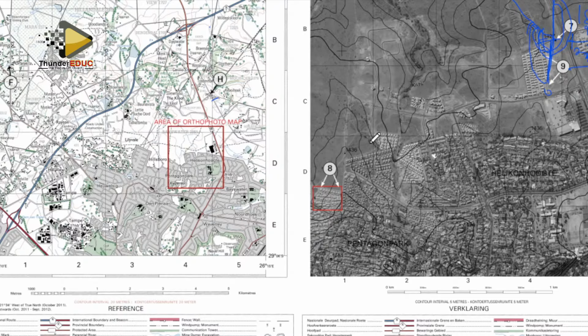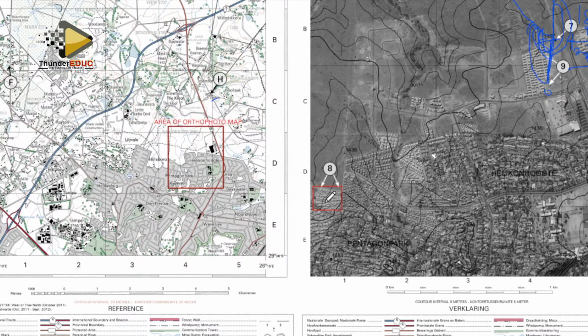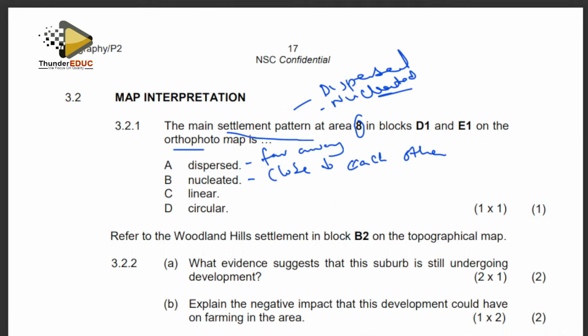Are they close to each other or are they far away from each other? You remember nucleated, we said, is close to each other. This one means settlements are close to each other, whereas dispersed settlements are far away from each other. When you look at our map here, 8 here, you can see that these are houses that are close to each other. Therefore, it is nucleated. Okay. We go on.